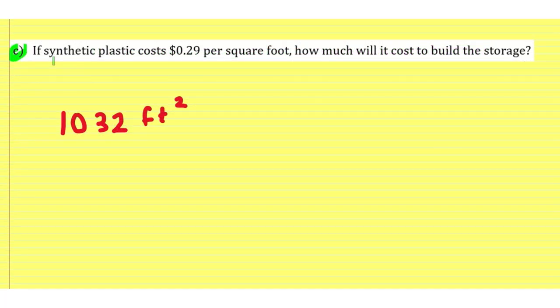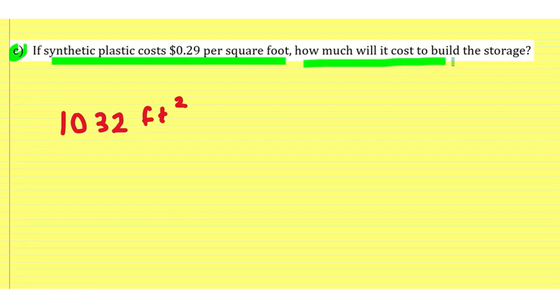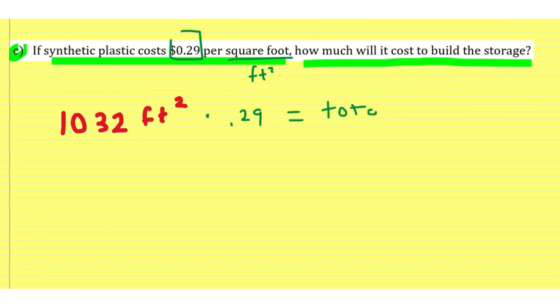Part C says if that synthetic plastic cost 29 cents per square foot, how much will it cost to build the storage unit? So we've got 1,032 square feet of synthetic plastic that we need to buy, and we are going to pay 29 cents per square foot. Square foot is the unit that we're working with. We've already got that unit down here, so we could just multiply that times the 0.29 or the 29 cents times all that square footage, and it is going to give me the total cost to build my storage space.